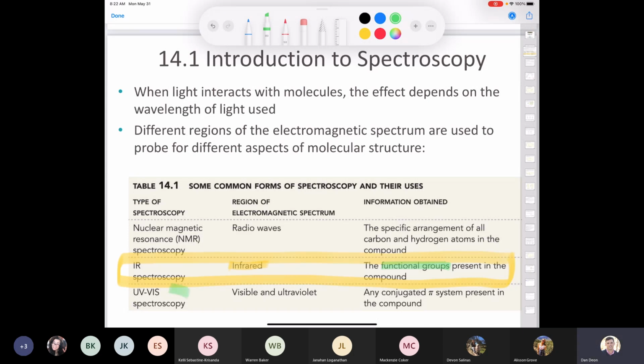We don't cover UV-vis in this class, but in Organic Chemistry 1, we do cover NMR, and that is what we cover in Chapter 15. So something to look forward to there.